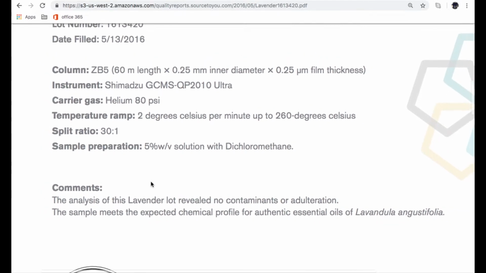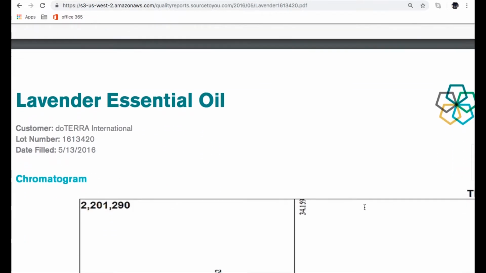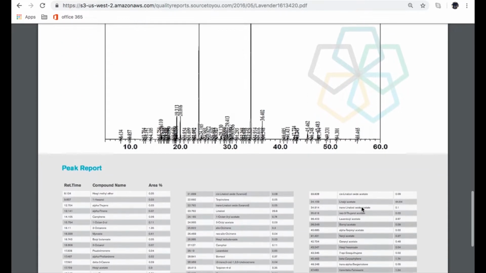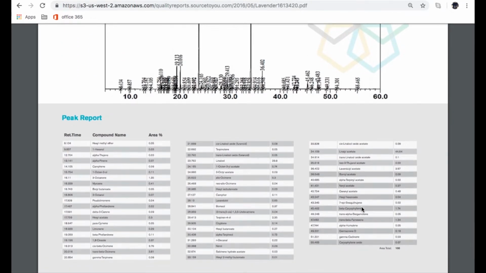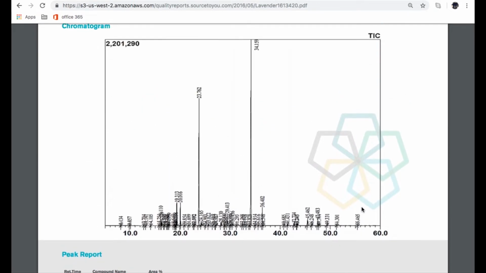It's going to go through the different tests that were done. It says the analysis of the lavender in this bottle contained no contaminants or adulteration. And then it has the chromatogram, which shows all of the different constituents that make up, when you put it all together, what's called lavender, but different constituents are going to be higher in different lavender oils. For example, if you were to grow your lavender locally, it's not in the right soil, it's not in the right environment, you're not going to get the same levels of constituents.